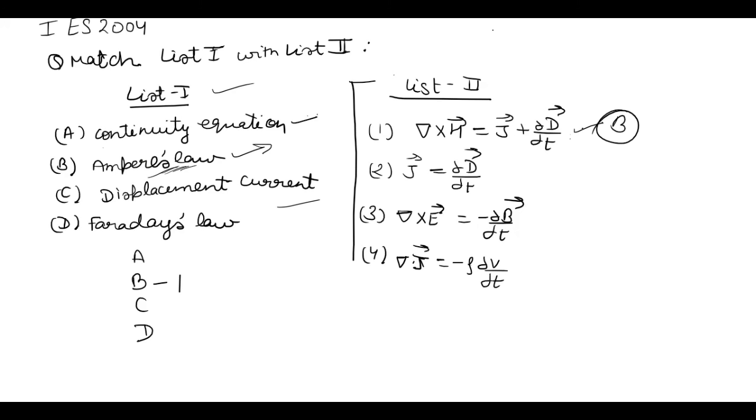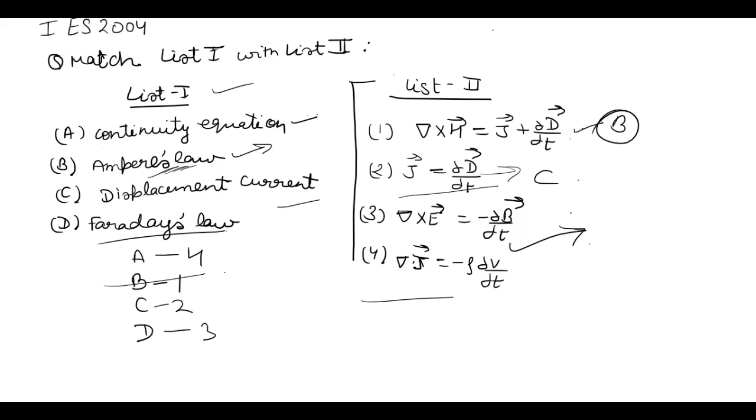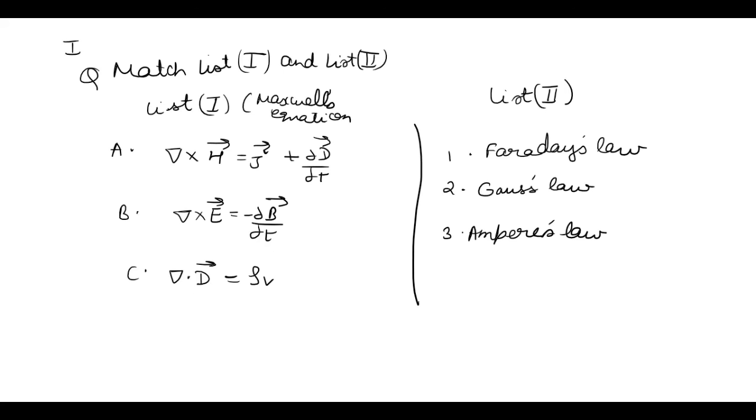Now displacement current. So you know that this is known as displacement current. So C2. Now Faraday's law. Faraday's law is nothing but this. You know this is Maxwell's third equation in time varying condition. So D3, and therefore A is 4. So it is continuity equation. We haven't studied this yet, but still we answered this question because we were aware of the four Maxwell equations in both the conditions. So this is our last question and it is from IAS 95.